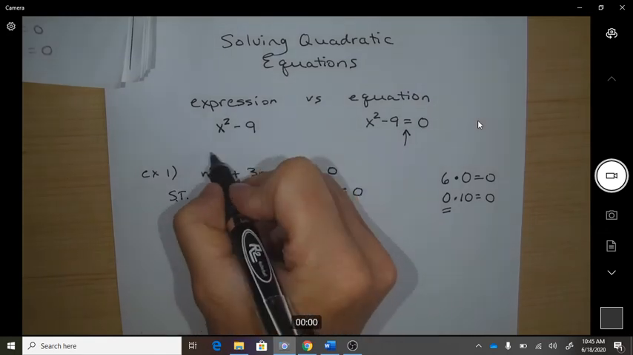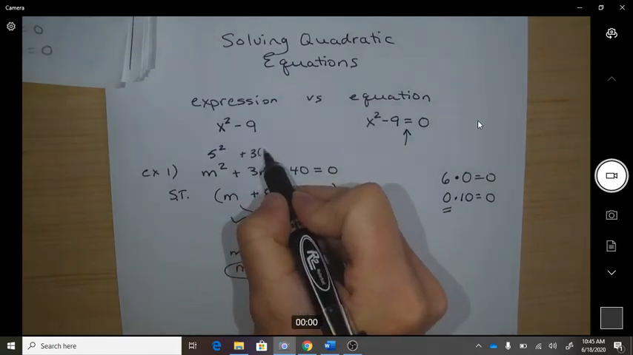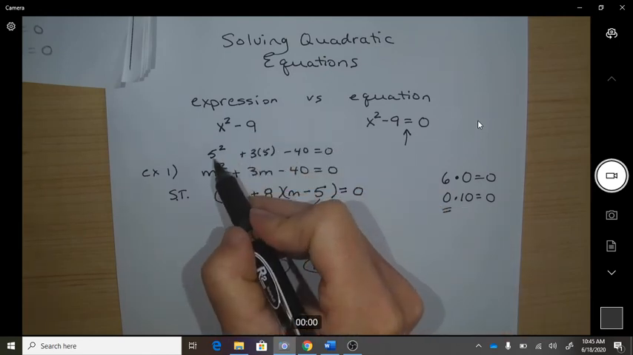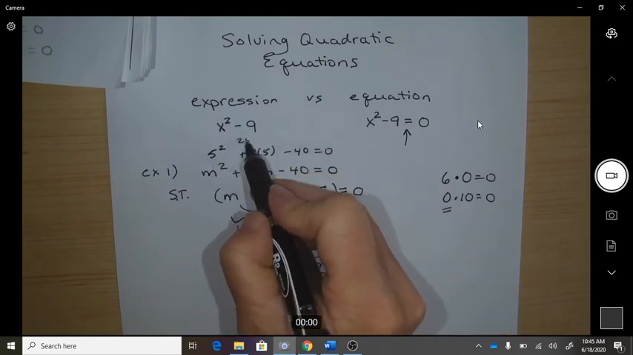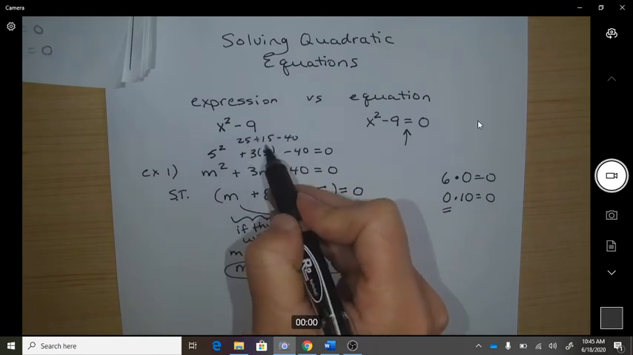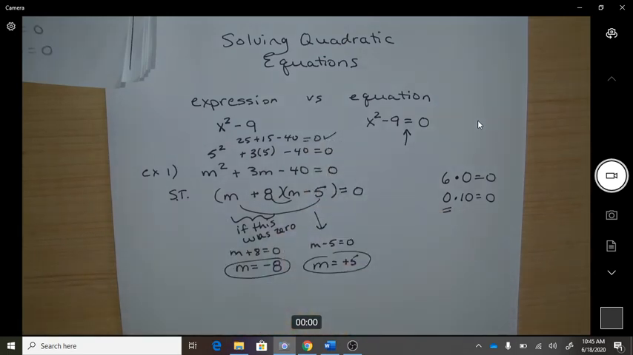So let's do that. If we did something like this, 5 squared plus 3 times 5 minus 40. So 25 plus 15 minus 40. 25 plus 15 is 40. Minus 40 equals 0. So it worked.